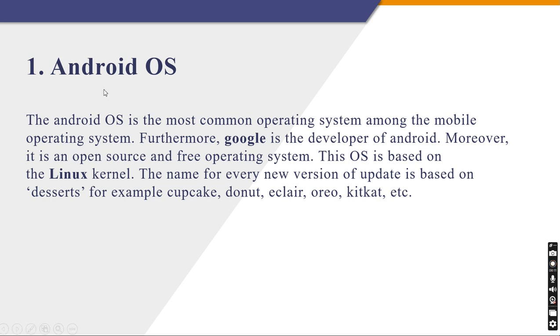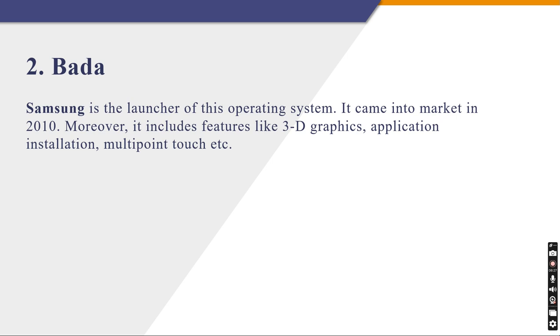For example, the Android OS is the most common operating system because in your daily life you use mobiles, tablets, and smartwatches, and all of you go through Android OS. Next, let's move to the next slides.